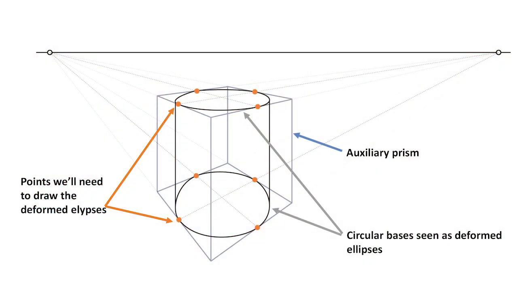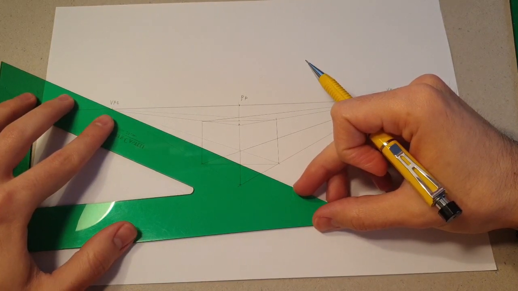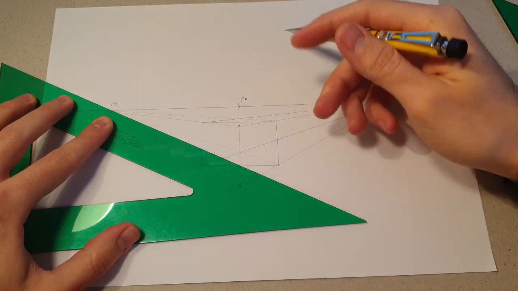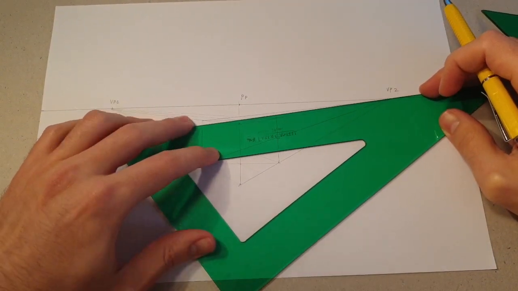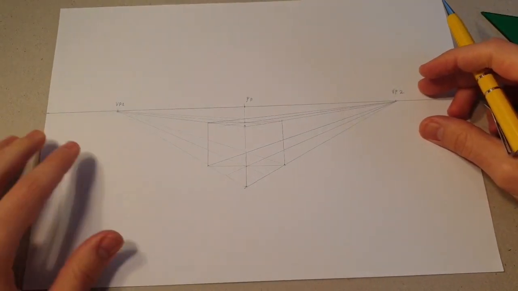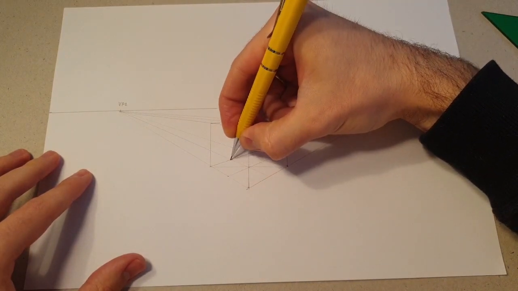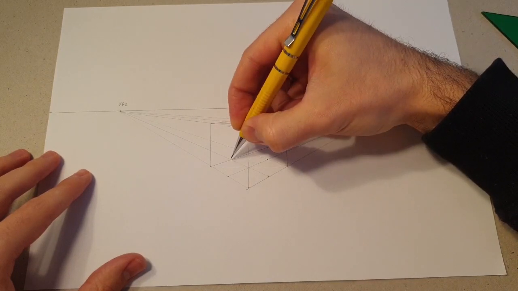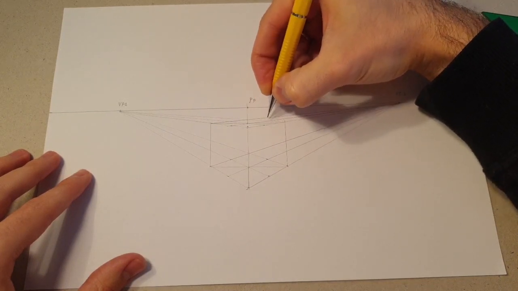To do so, we will draw some other visual rays from the vanishing points to the center of the square base. Now we have it. We know that the deformed ellipses we have to draw will pass through these points and through these points as well.